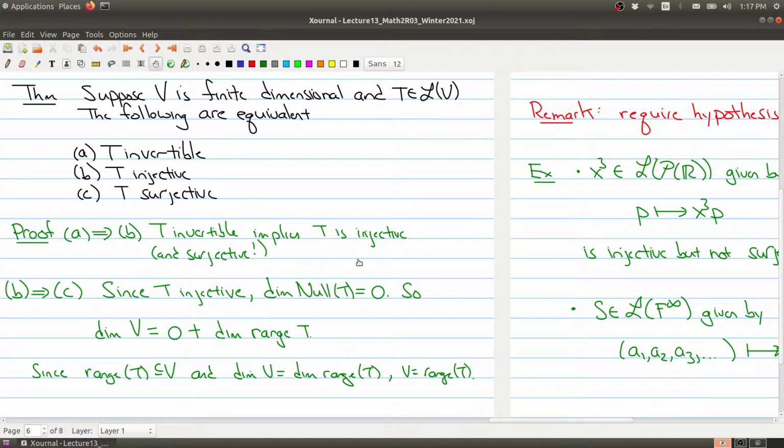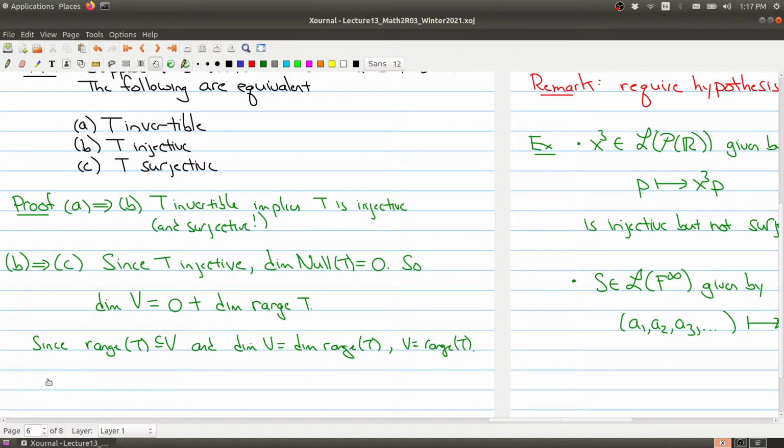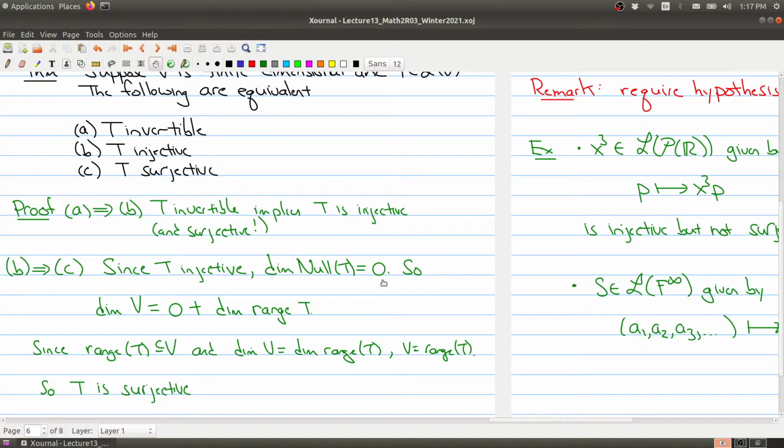But remember what this means. If V is equal to the range of T, then T is surjective, because that's the definition of being surjective: its range is equal to where you're mapping to. Okay, so there we go. That proves B implies C.